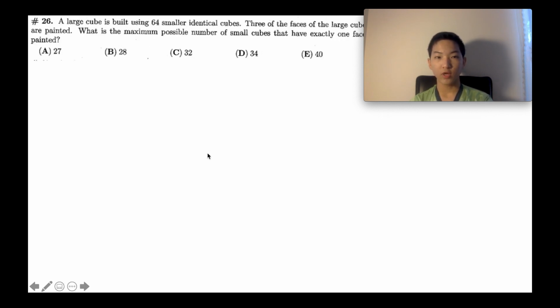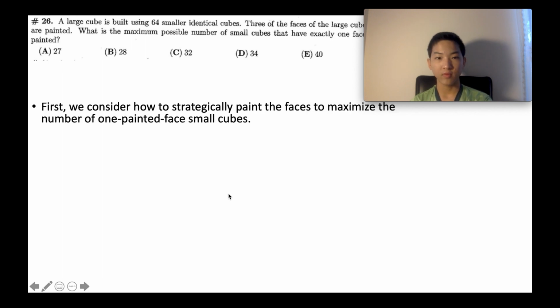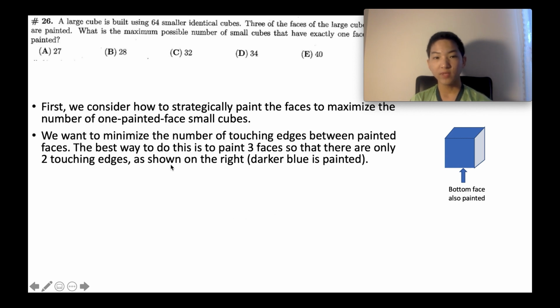So now we're on question 26. So first we consider how to strategically paint the faces to maximize the number of one painted face small cubes. So we want to minimize the number of touching edges between painted faces, because each touching edge will paint this row of cubes, which already has a painted face, with another painted face, making it so that they're no longer cubes with only one face painted.